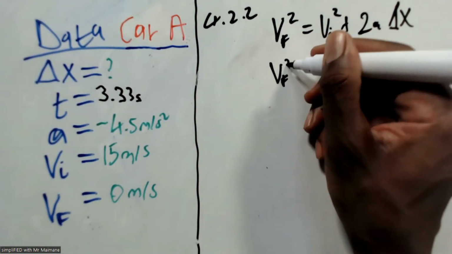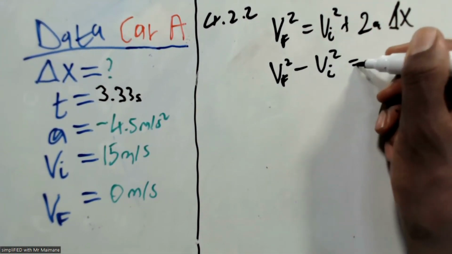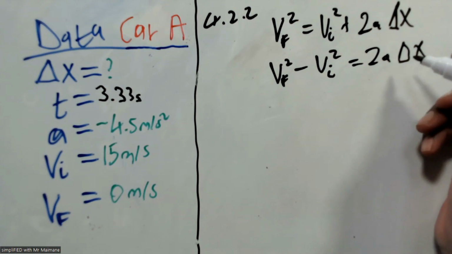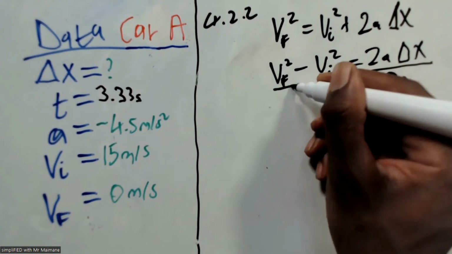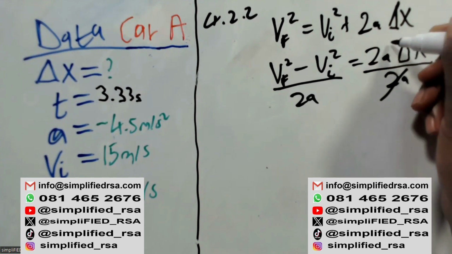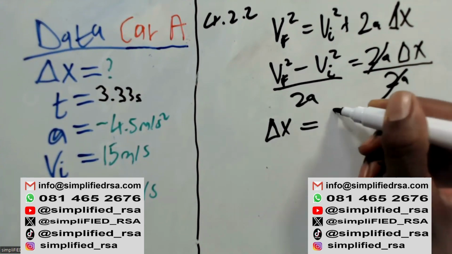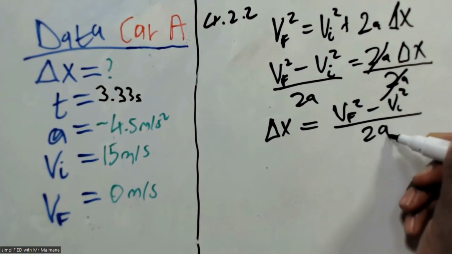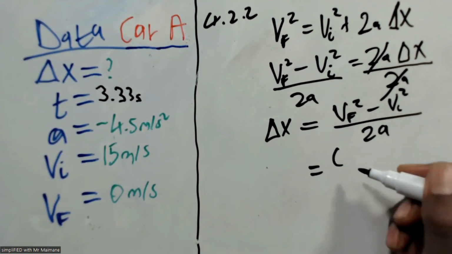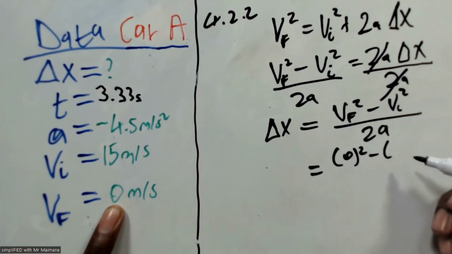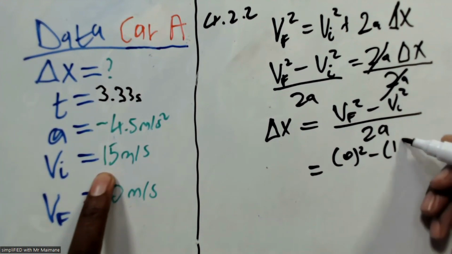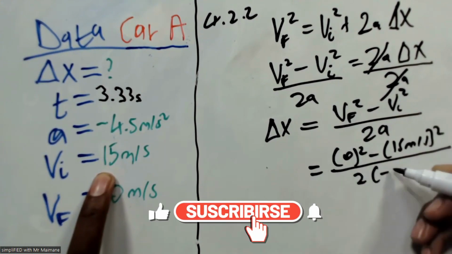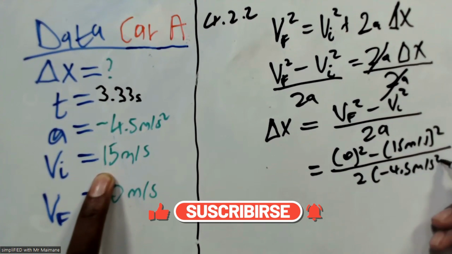Now I want to make change in X the subject of the formula because that's what I want to calculate. So here I will have VF squared minus VI squared is equal to 2A change in X, if I take this one to the other side of the equal sign. And then because I want to calculate change in X, I will divide by 2A both sides. Then this will cancel that. Therefore, change in X is going to be VF squared minus VI squared all over 2A. Therefore, I can substitute now. My final velocity is 0 squared minus the initial velocity, 15 meters per second squared, all over 2 times minus 4.5 meters per second squared.